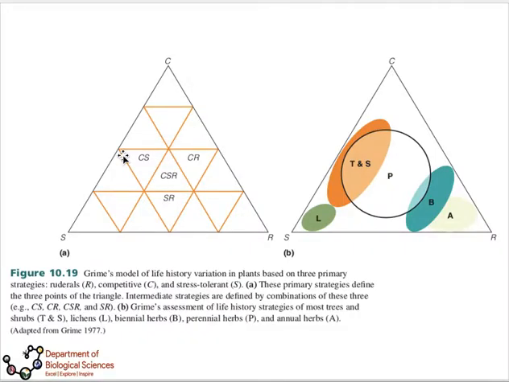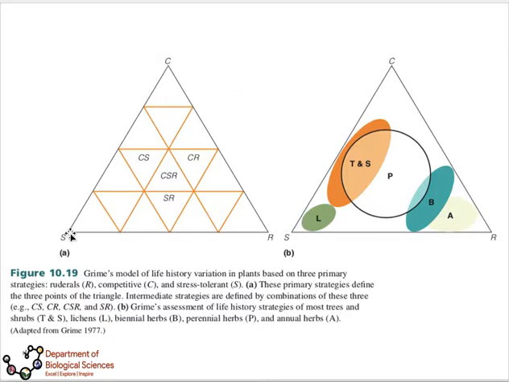So this is an example of a Grime's model of life history for plants. Okay, so with the three primary strategies, you have ruderals, competitive, and stress-tolerant species. So for letter A, these primary strategies define the 3 points of the triangle. Intermediate strategies are defined by the combination of the three. So in this particular model, yun ang tatlong strategies ng plant, but at the center, they tend to overlap. Okay? So mas advantage itong nasa center ng triangle, kasi they develop the three characteristics of the different strategies.